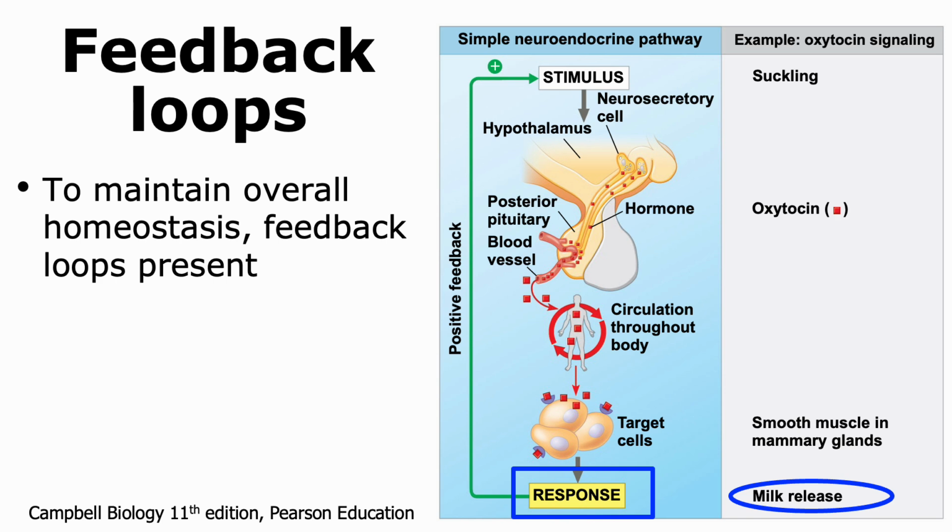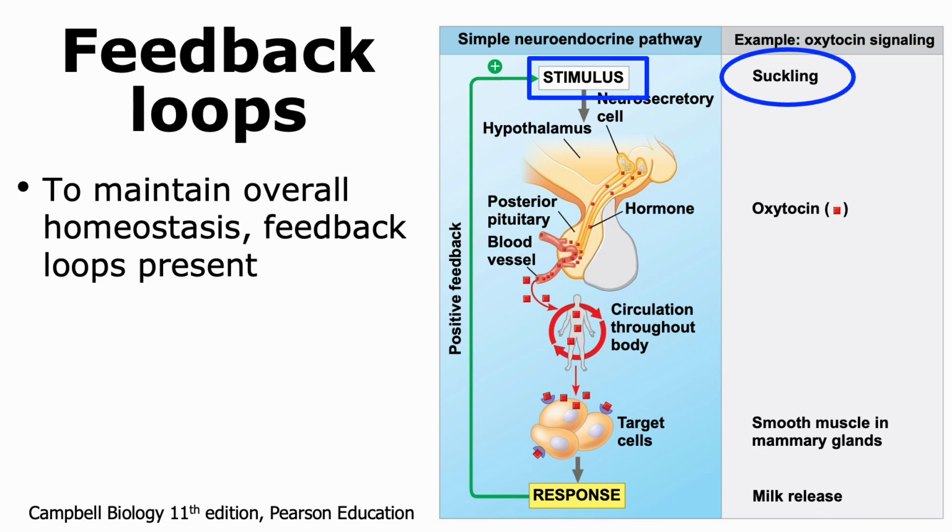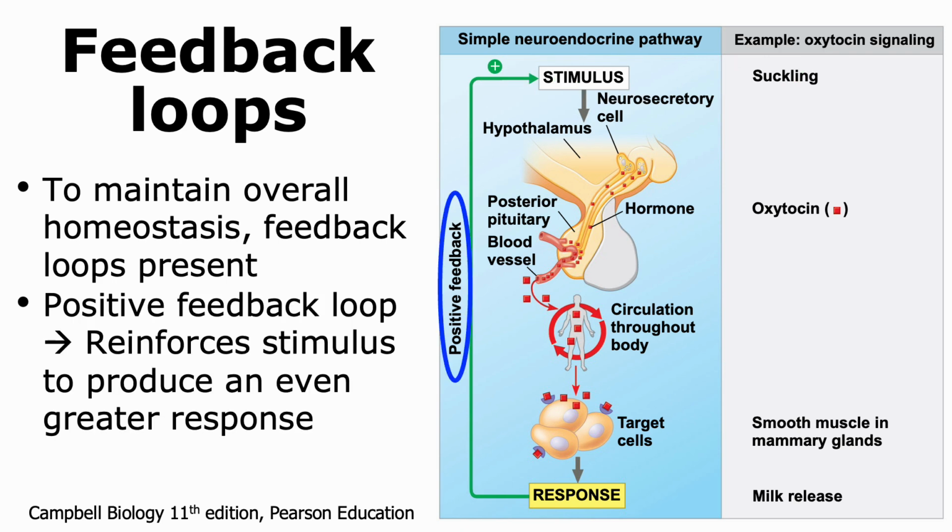However, this response results in the infant suckling more vigorously onto the breast and results in much more milk being released. This is an example of a positive feedback loop. In positive feedback loops, we see that the stimulus is reinforced in order to produce an even greater response by the hormone.